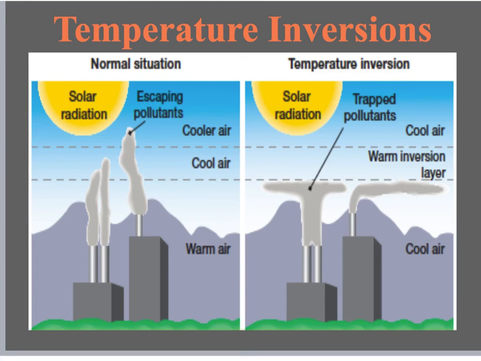You've got the sun here. You've got escaping pollutants heading up. You've got cooler air lower here, and you've got your warm layer here. The warm layer is trapping the cooler air and the pollutants down below, so you get this lovely layer of smog and pollution down a little bit lower here.